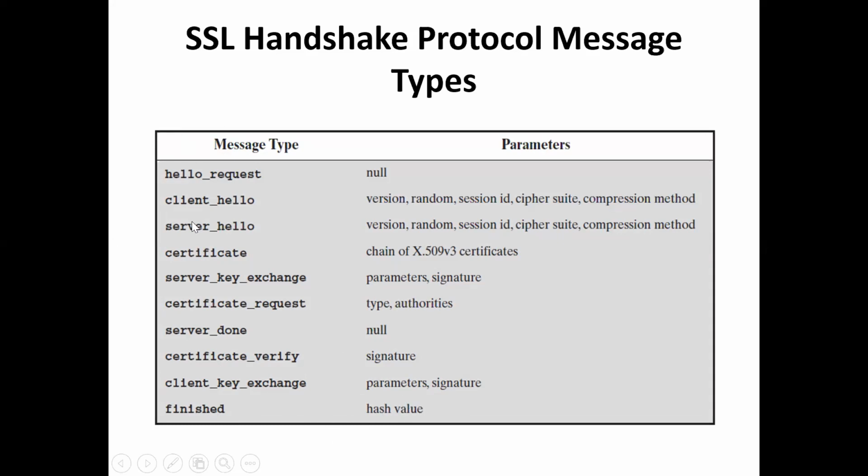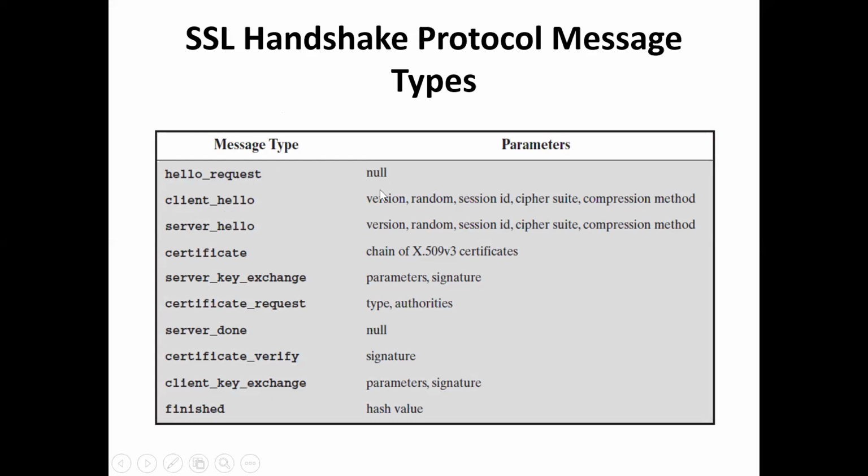These are all the message types with respect to the SSL handshake protocol. Now, there are 10 messages. Hello request is first. If any two entities want to communicate, first they send the hello request message. Client hello is the message sent by the client.